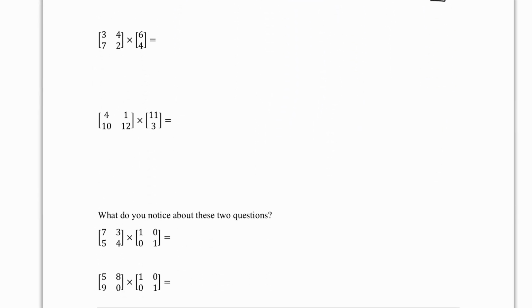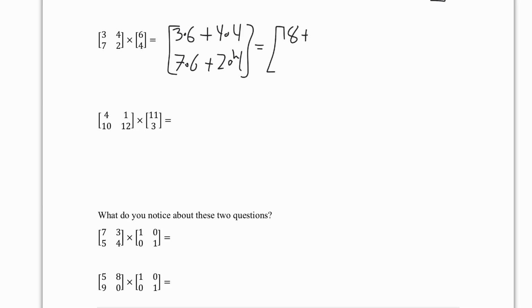All right. Now, we can actually multiply matrices that are of different sizes, and this is what's very interesting. If you go to start doing this, well, you'll go 3 times 6 plus 4 times 4. And then you go, okay, well, there's no other column, so we'll go down to the next row. 7 times 6 plus 2 times 4, which gives us 18 plus 16, 42 plus 8, and so our final answer is 34 and 50.